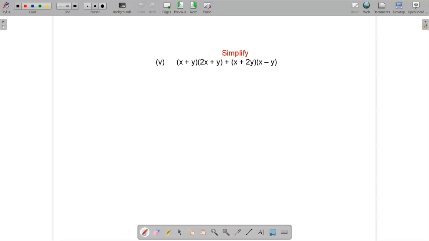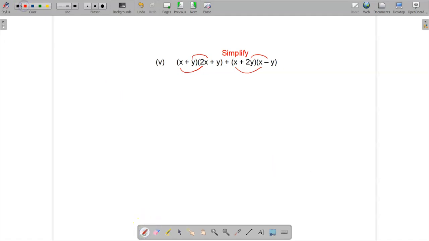So here the two terms are given, in each term we have two binomials. Coming to this term, x we need to multiply with both the terms available within the bracket. Similarly, y we need to multiply with both the terms available within the bracket. Similarly, x we need to multiply with both the terms available within the bracket, and 2y we need to multiply with both the terms available within the bracket.